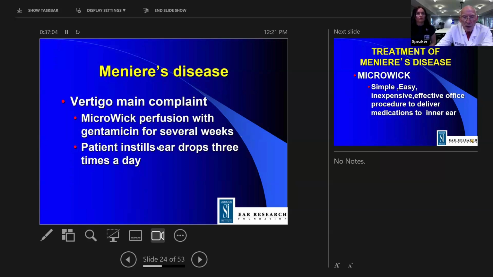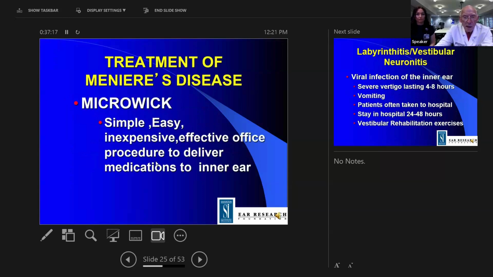Today, we're treating mostly patients with steroids. We use the gentamicin for the patients that are having severe attacks and can't be controlled with the steroids. The microwick is a simple, easy, inexpensive office procedure. And it's an excellent way of delivering medications to the inner ear.